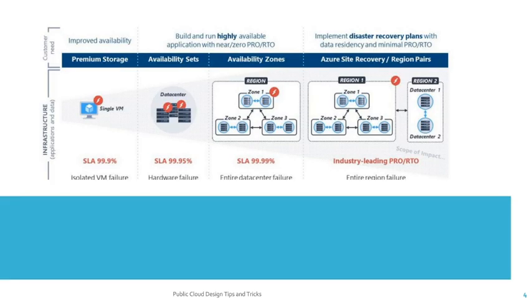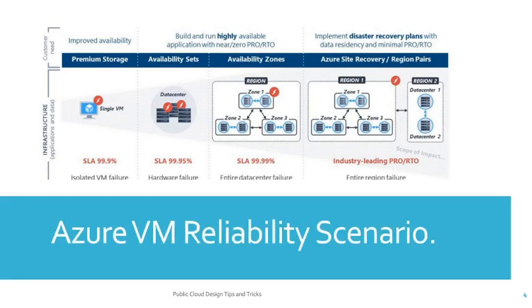So let's try to understand a virtual machine scenario. When you are running a virtual machine and there is a crash in the disk of the virtual machine, then you can upgrade your virtual machine to premium storage. That means you improved the availability of the virtual machine by one tier up. And that is very specific to that particular virtual machine.